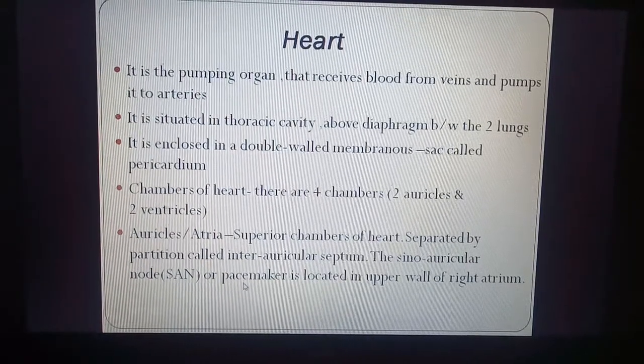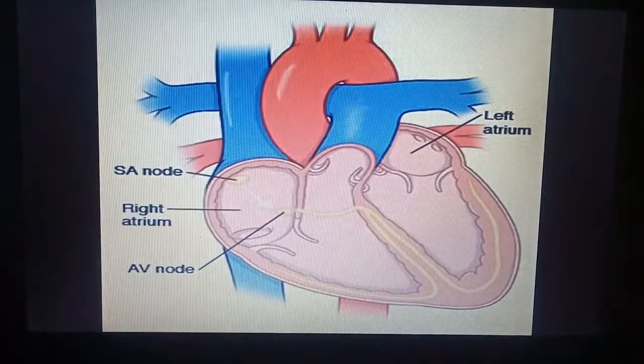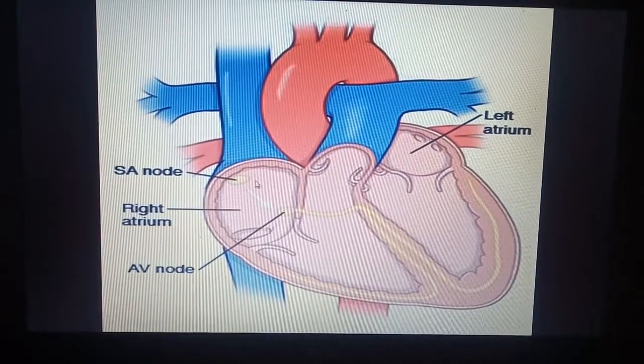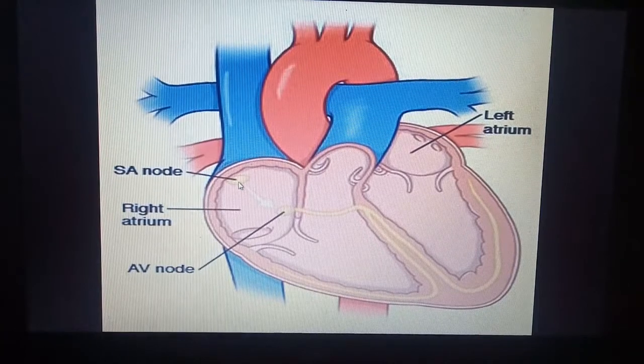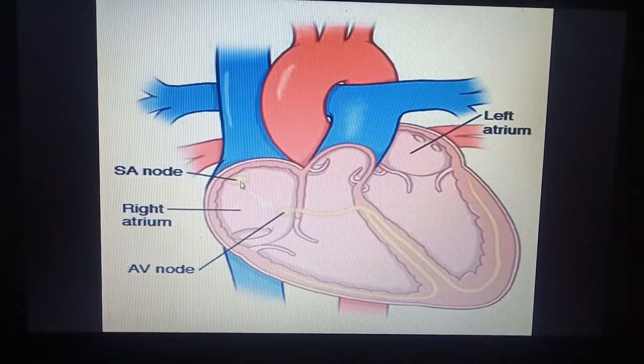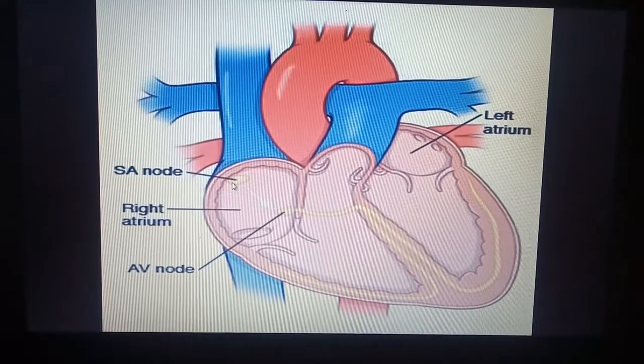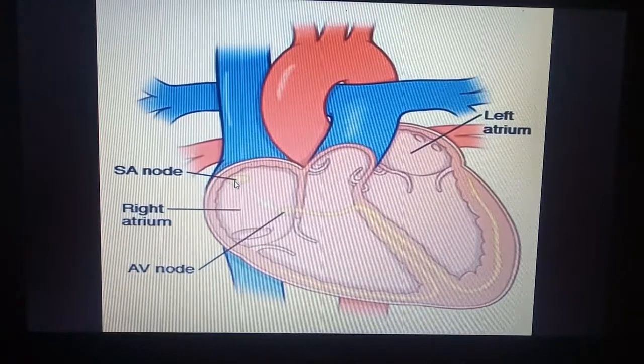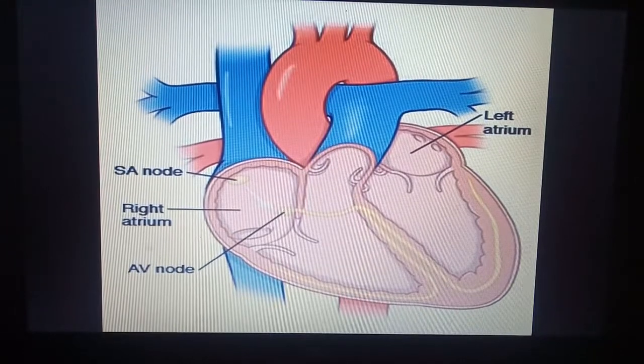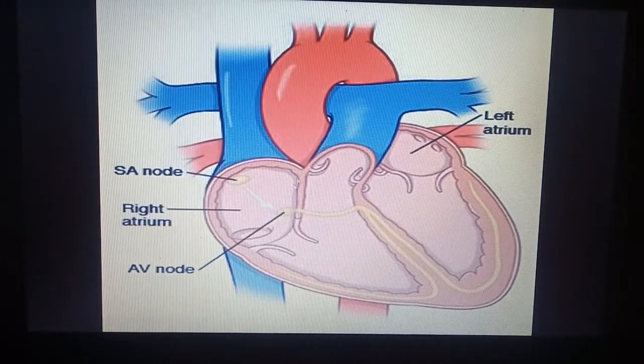So let us see the location. Here we can see the sino-auricular node. It is found in the upper side of the right atrium. It is called pacemaker because it helps in contraction of the right atrium. So as the blood enters through the vena cava, the right atrium contracts. This contraction is first provided by this node. The message is provided by the node. So because it initiates or starts the heartbeat, it is called pacemaker or SAN, sino-auricular node. It can also be called the sino-atrial node.